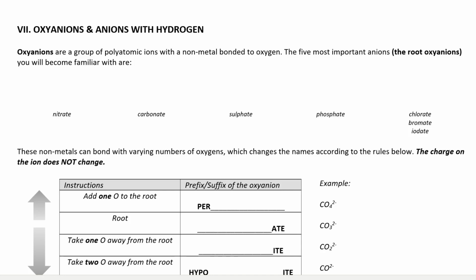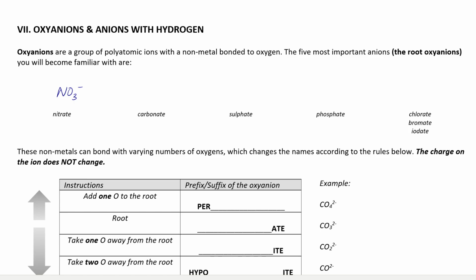In this lesson, we're going to look at oxyanions and anions with hydrogen. Oxyanions are a group of polyatomic ions with a nonmetal bonded to oxygen. The 5 most important anions, so the root oxyanions that you will become familiar with and use, start with nitrate.